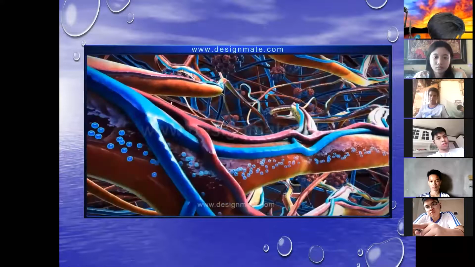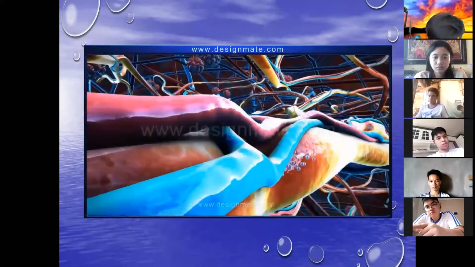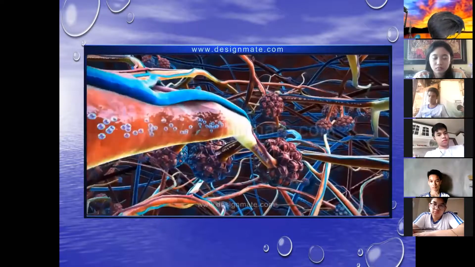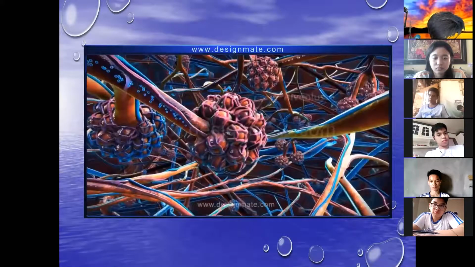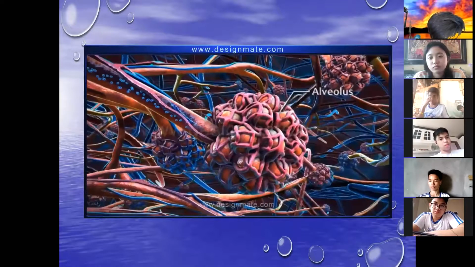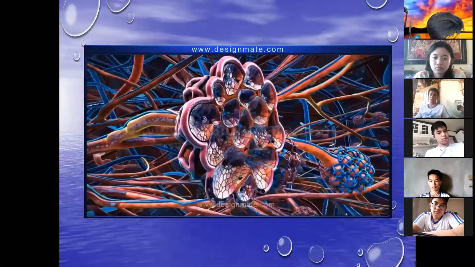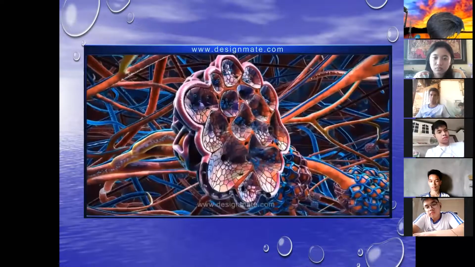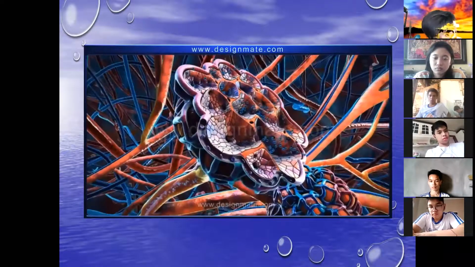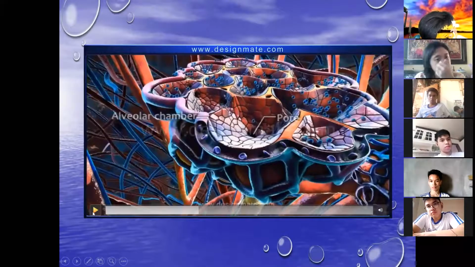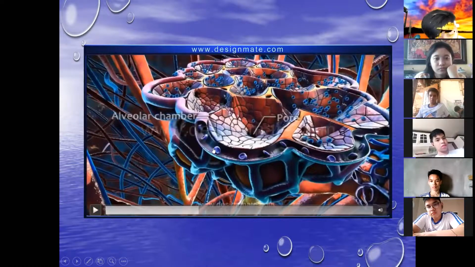Within the lungs, the bronchus divides repeatedly to form bronchioles. Oxygen travels through these bronchioles and reaches the alveoli, each of which is surrounded by a network of capillaries. A section of one alveolus shows the presence of numerous alveolar chambers with pores. For the time being, I wish you to observe this area.